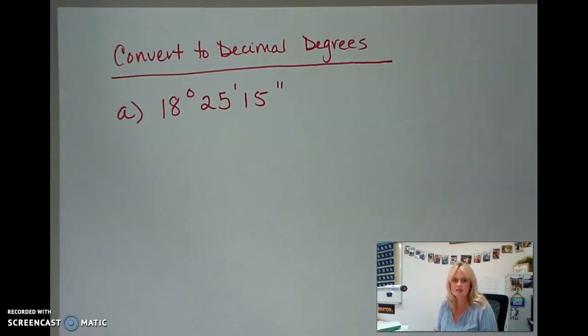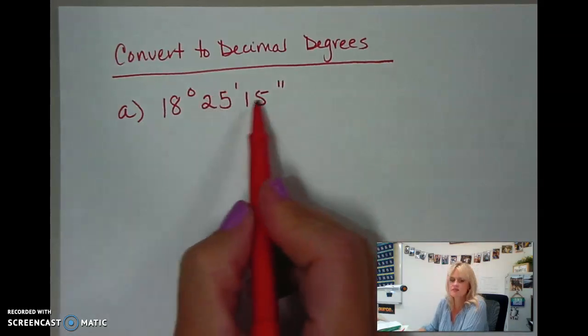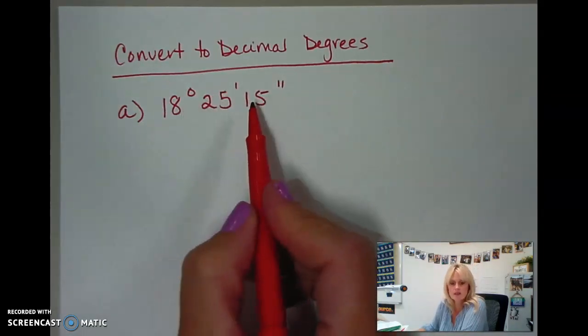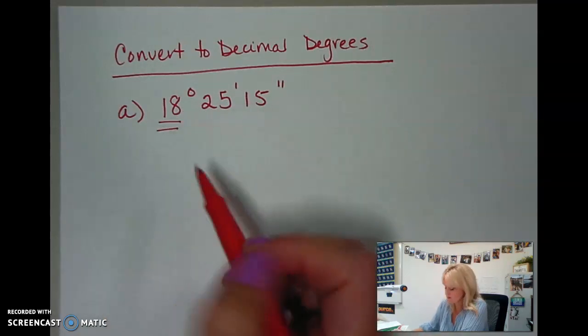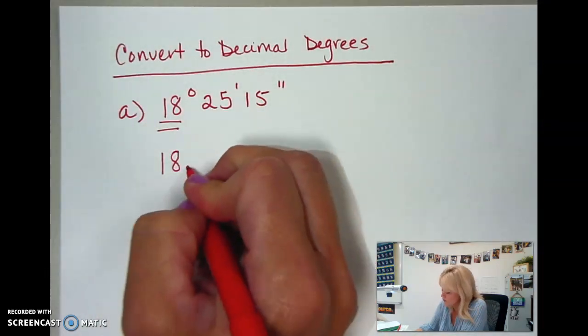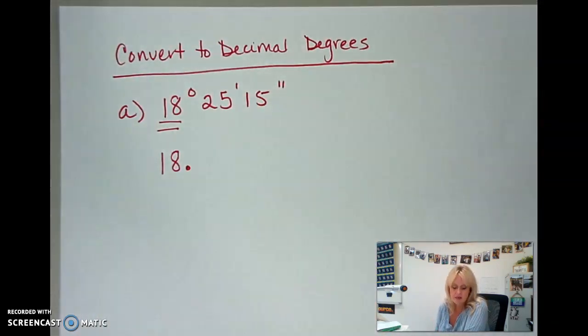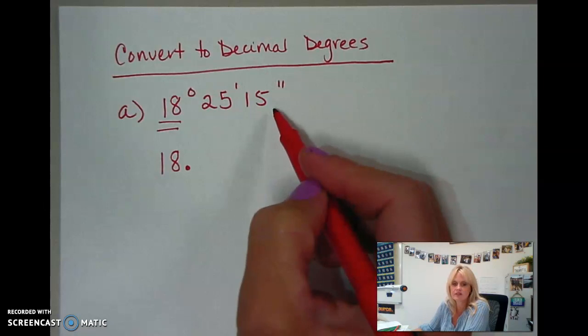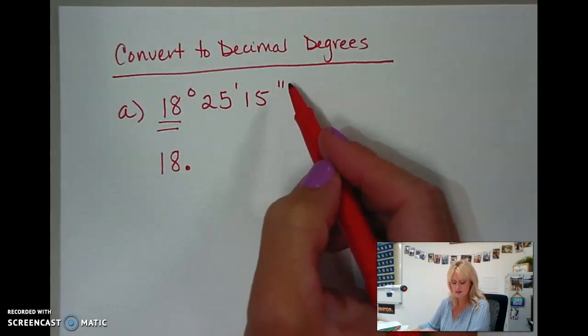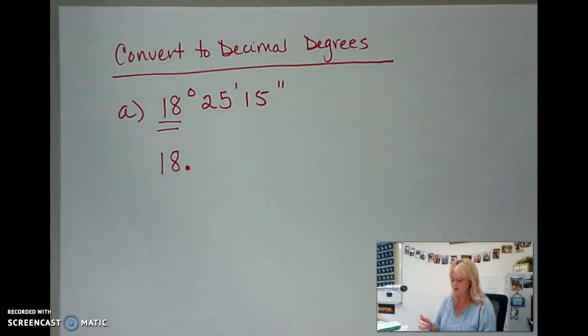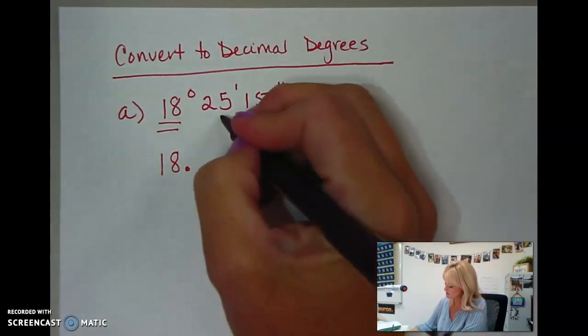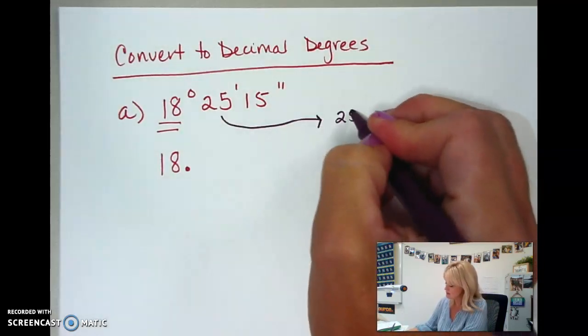All right, so let's convert decimal degrees. So these are some of those funny symbols that we saw back in the homework the other day. The easy part about this is your degree is always going to be the whole number in front of the decimal. But we have to figure out how to convert 25 minutes and 15 seconds now into a decimal. So in order to do that, think about it as a fraction. 25 is how much out of the degree?